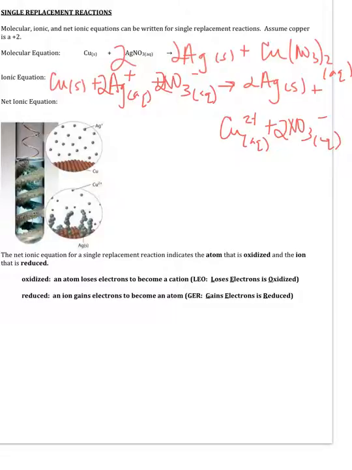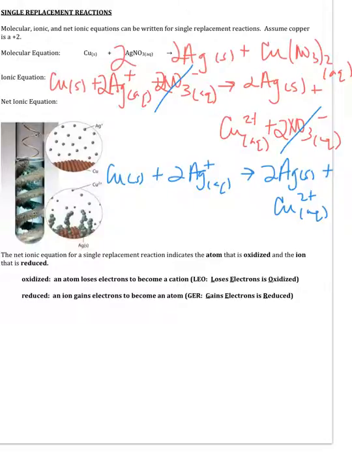Now for spectator ions, we have only 1. It's the nitrate. That's the only thing that's identical on both sides of the equation. On the left side we have a silver ion, and on the right side we have a silver atom. Those are 2 different things. Same thing for copper. So what we have left, we just recopy as our net ionic equation. So a copper atom turns into a copper ion, and a silver ion turns into a silver atom.